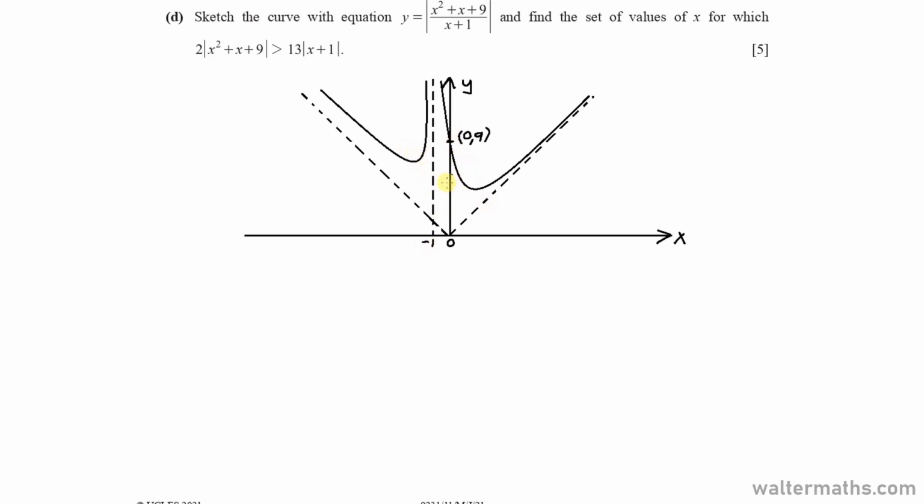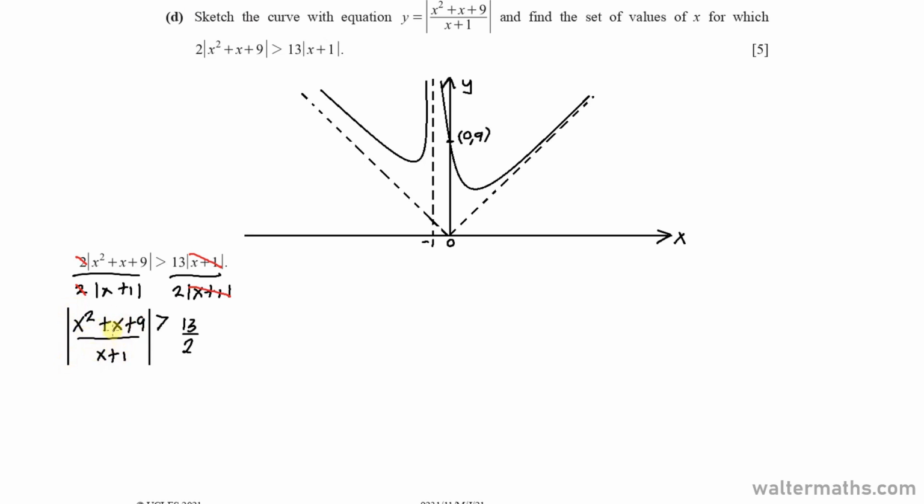So now that we have the modulus graph, we also want to answer the part that goes, find the set of values of x for which 2 mod x squared plus x plus 9 is greater than 13 mod x plus 1. Okay, so how are we going to do that? If I take this equation and I divide both sides by 2 of mod x plus 1, then I see that I can cancel this and be left on the right side with 13 over 2. And on the left side, I can cancel out the 2's, and I'm left with x squared plus x plus 9 over x plus 1, and it's all under modulus. So if you look at this modulus expression, that's the same as the one that we have for the curve.